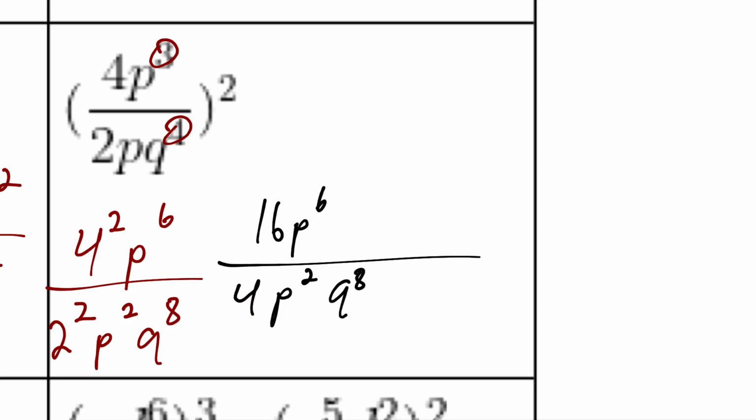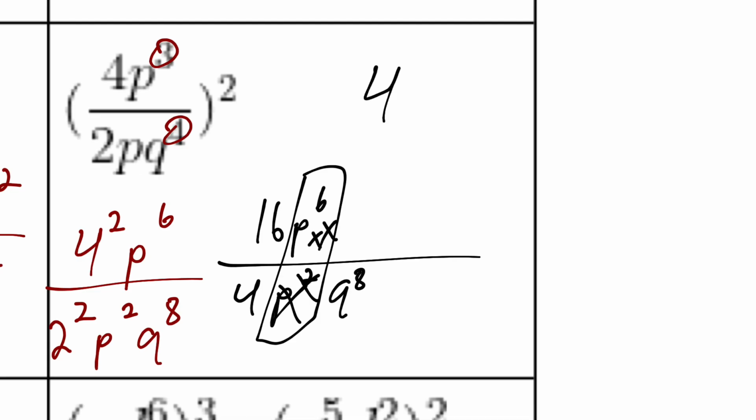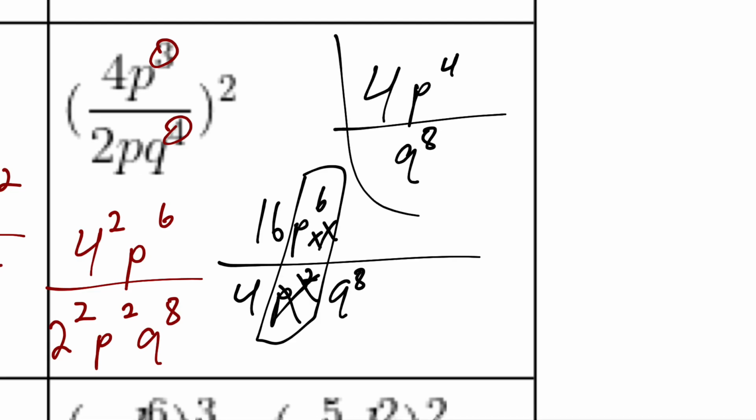So I can answer what 4 squared and 2 squared are. And notice the p's. There's 6 on top and 2 on the bottom. So if I cancel out 2 of them, how many are left? 4 of them. And what is 16 divided by 4? That's just 4. And I'm going to leave the q to the 8th on the bottom.